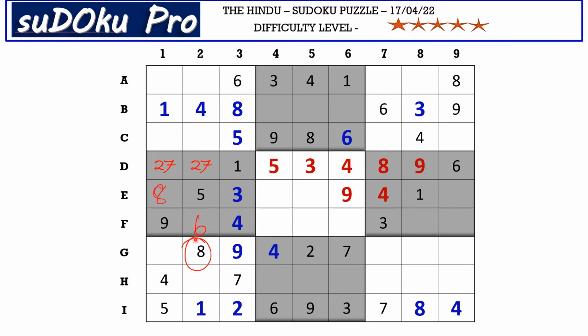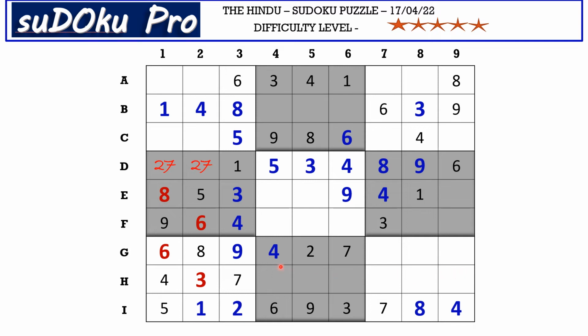Now similarly in this seventh block, there are only 2 empty cells and the missing numbers are 3 and 6. Since there is a 6 blocking from here, H2 takes 3 and G1 takes 6.